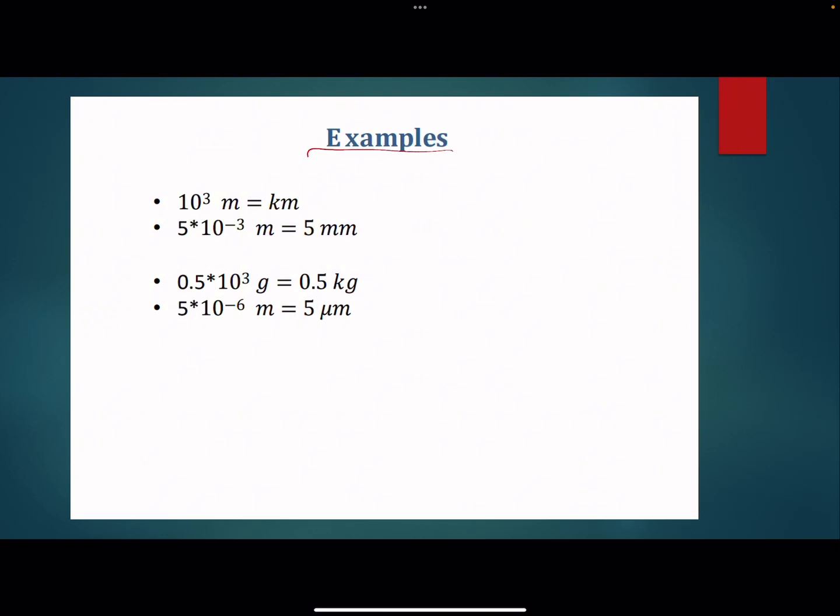This is an example for engineering notation. So 10 to the 3 meters, we can convert it to 1 kilometer. 5 times 10 to the minus 3 meters is 5 millimeters. And 0.5 times 10 to the 3 grams is 0.5 kilograms. 5 times 10 to the minus 6 meters is 5 micrometers.